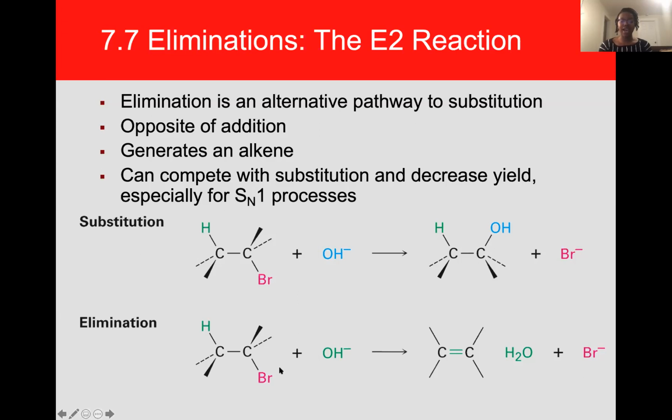And instead of attacking the carbon, it's actually going to pull off a hydrogen, and your product is going to lose both a hydrogen and a bromine. Instead, it'll form an alkene. So with the substitution reaction, you're substituting one thing for another. With elimination reaction, you're removing a hydrogen as well as the leaving group to form an alkene.